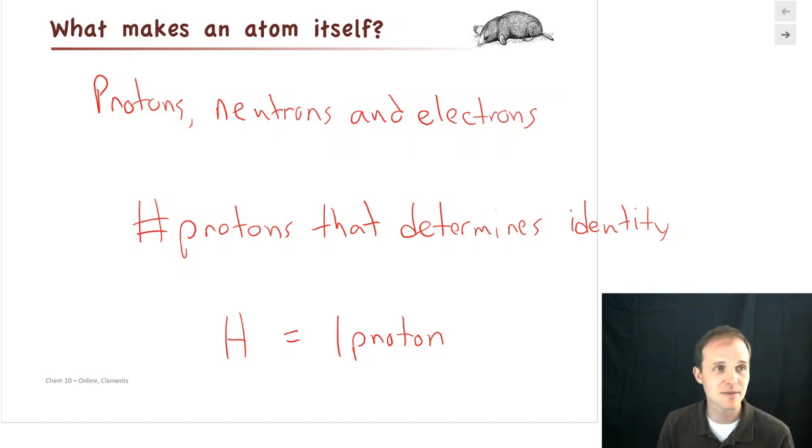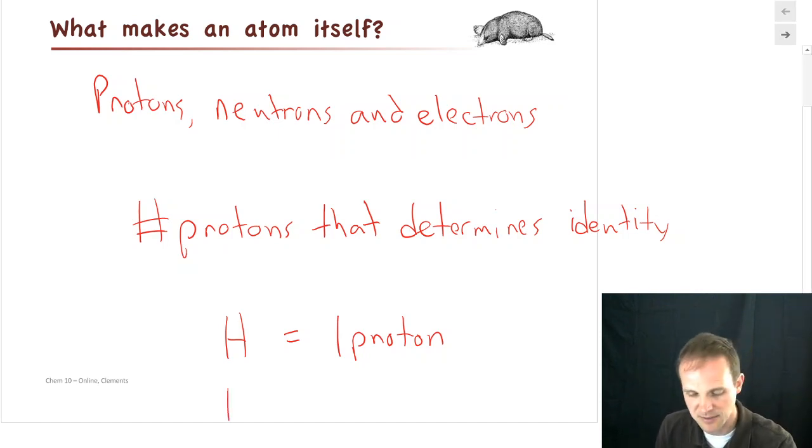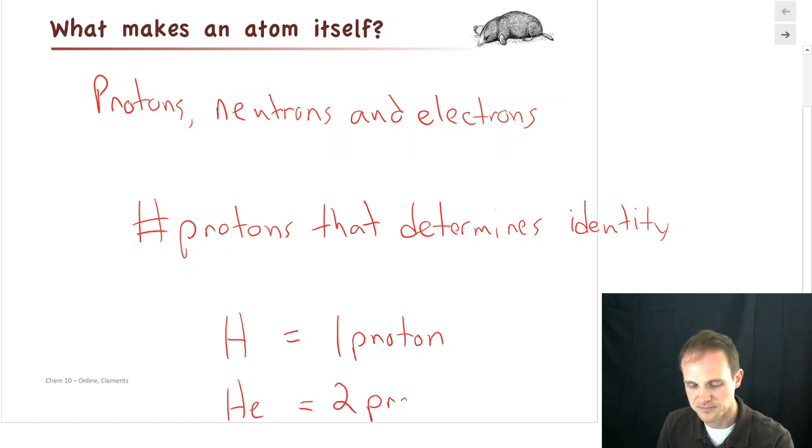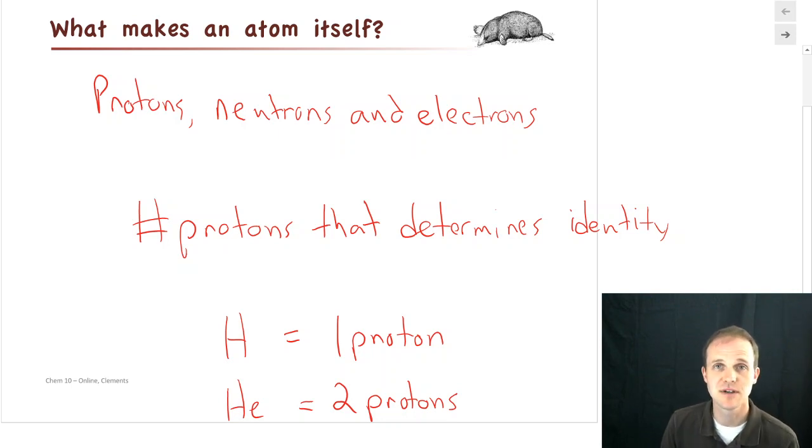And if we go to the next element on the periodic table, if you look at your periodic table, by the way, in the class it's always a good idea to have a periodic table on hand. Print one out, have it available for yourself. It's got 2 protons. And anything that has 2 protons is always going to be helium. Right? If you've got 1 proton, you're hydrogen. If you have 2 protons, you're helium.